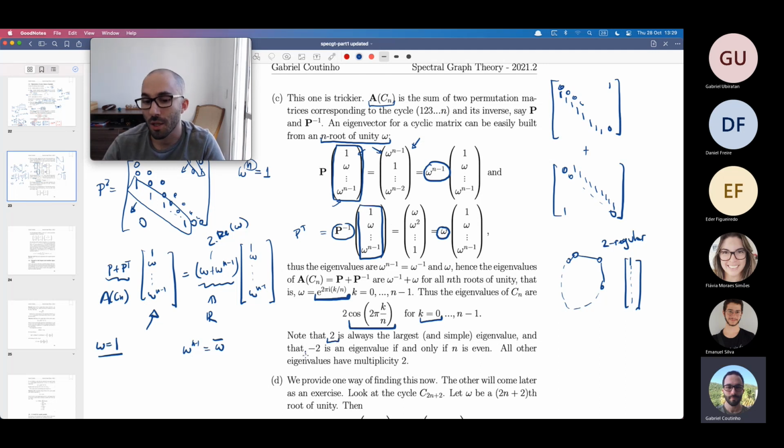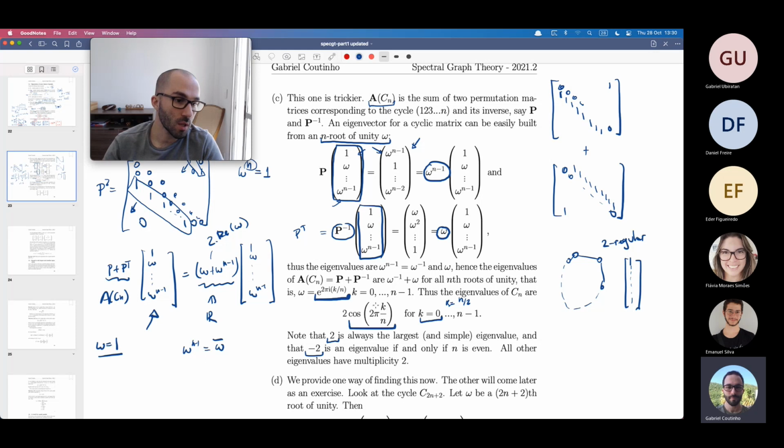And you also find that minus 2 is going to be an eigenvalue if and only if n is even, corresponding then to when k is equal to n over 2. Because when k is equal to n over 2, this thing here is pi, the cosine of pi is minus 1, and minus 2 is going to be an eigenvalue. If n is not even, then this cosine can never be minus 1. Minus 2 is not an eigenvalue, and in fact the graph is not bipartite.